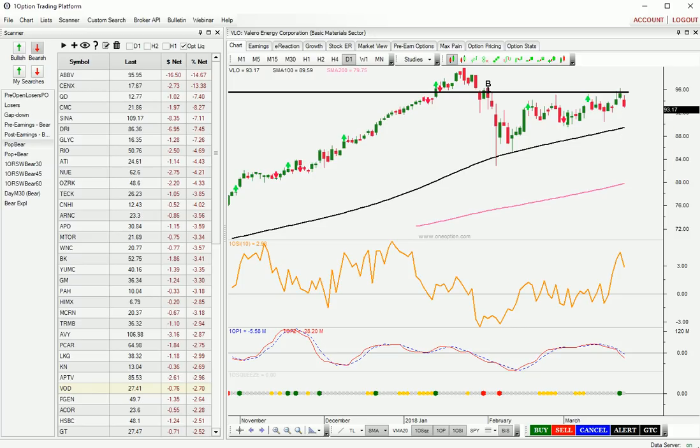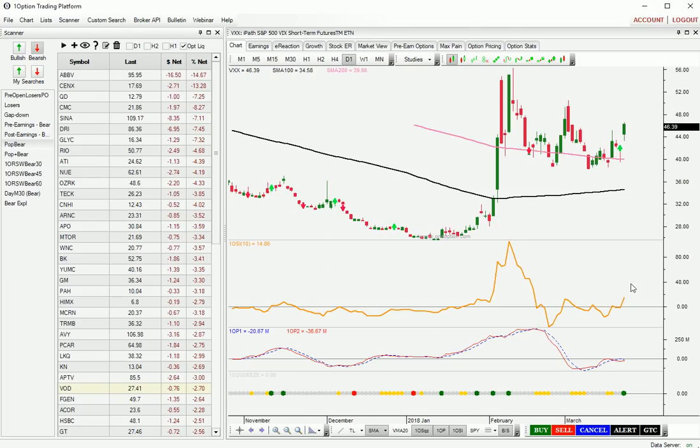VXX, that should look real good. Market down, volatility up. Everything here looks pretty good. This is a contra play, so you would have to be bearish on the market. So you would not necessarily be wanting to buy this if you're looking for a bullish trade. So we're going to move on.